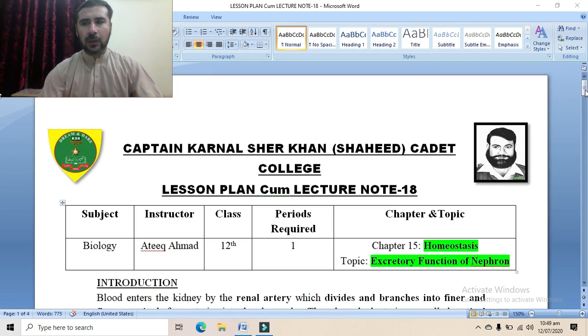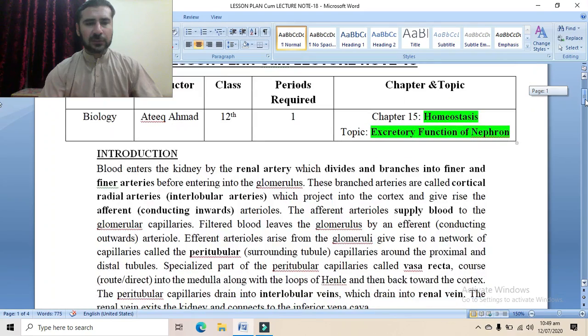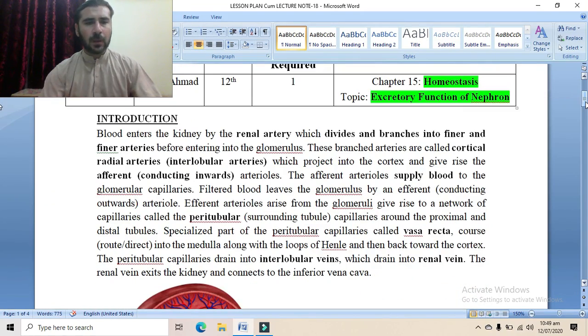So we will start the first part. Blood enters into the kidney by the renal artery, which divides and redivides and branches into finer and finer arteries before entering into the glomerulus. These branch arteries are called cortical radial arteries or interlobular arteries, which project into the cortex and give rise to efferent conducting inward arterioles.